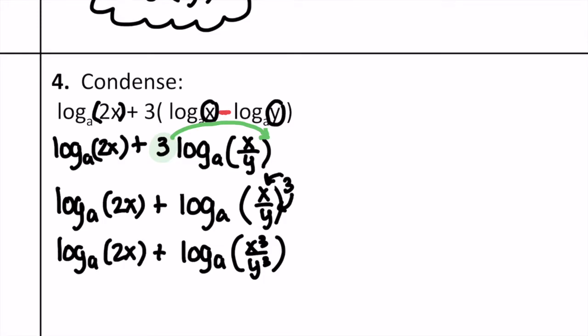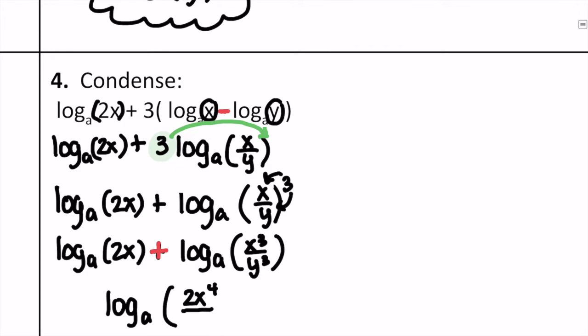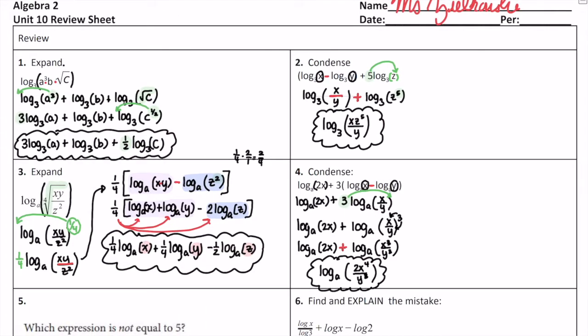And now when I consolidate these two logarithms with the same base, there is addition in between the two logarithms, so I can multiply the things inside to bring them together. And I have log base A of 2x times x cubed is 2x to the 4th power. There's 1x here and 3x's here being multiplied. That's a total of 4 x's. And then in the denominator, I have y cubed. And this is a single logarithm by itself with something inside, no fraction exponents, no coefficients, so I'm finished.